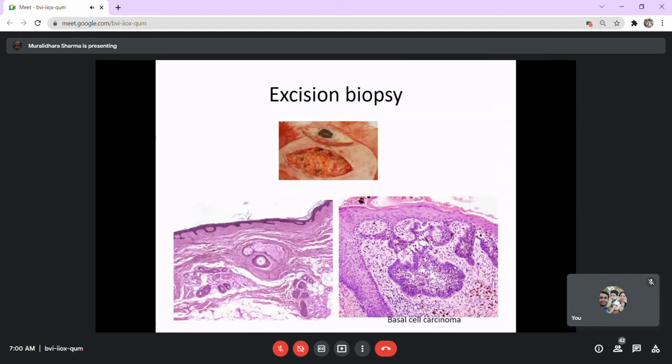But in FNAC you take a very small tissue, and there is a possibility of error. So in cases where FNAC may not be very reliable, or the mass is quite hard and needle aspiration may not be possible, in that condition you would opt for excision biopsy, where an incision is made and the tissue is cut off, and then it is studied under the microscope. Again, the observation will be the same.